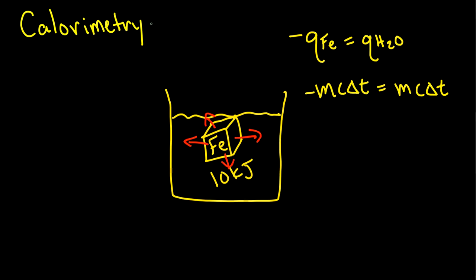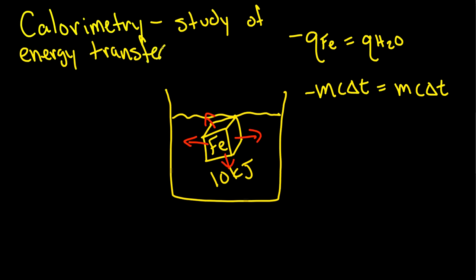So calorimetry is the study of energy transfer between substances or environments. Now this isn't the actual specific definition, but it's one that will help us understand what's actually going on. So the study of energy transfer between systems. We're studying how this energy transfers from this iron to this water until it reaches an equilibrium point.